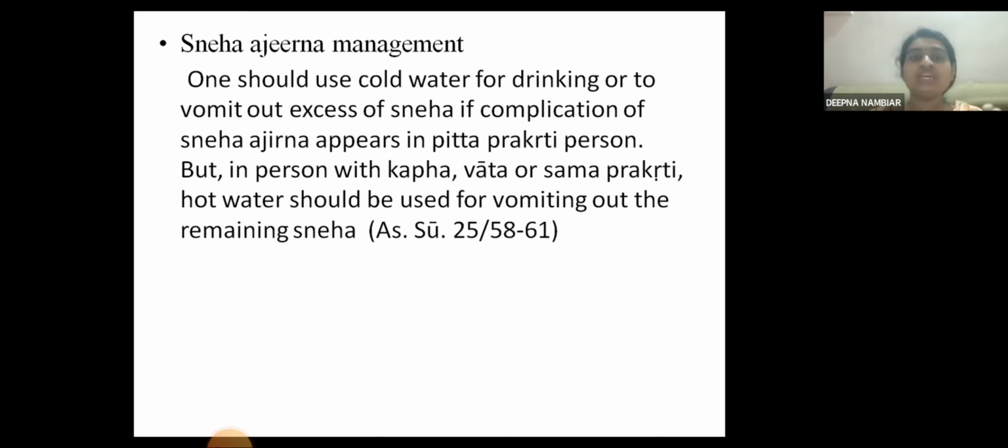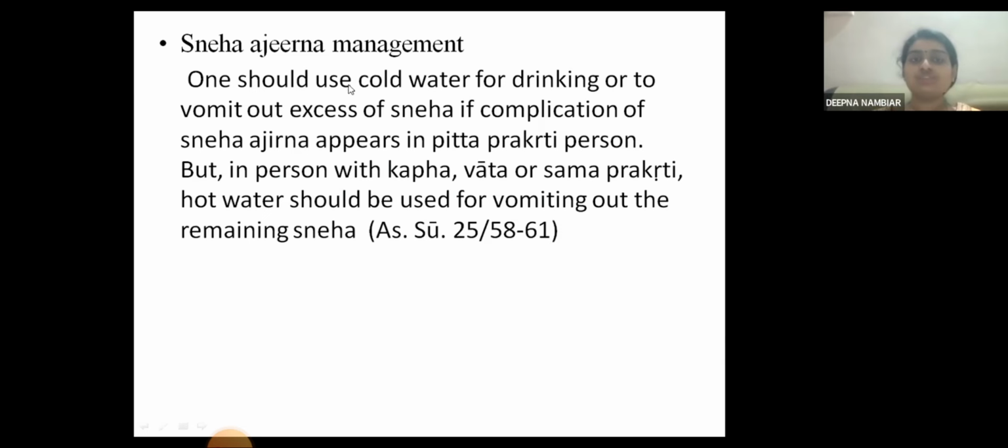in order to clear it. So here, in the case of Sneha Ajirna in Pitta Prakriti persons, we have to give cold water to drink. The cold water is beneficial for drinking. And in the case of Kapha and Vata Prakriti, hot water is to be used. This is according to Ashtanga Sangraha.